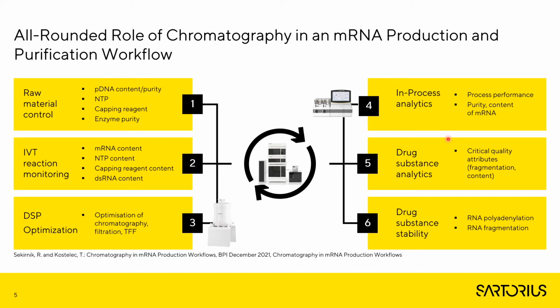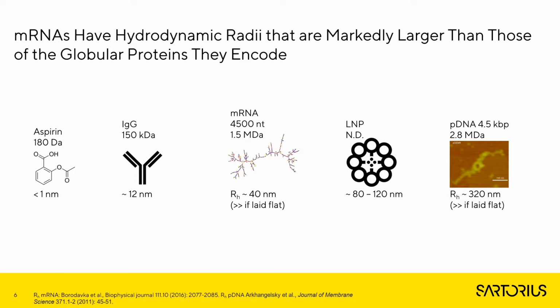Finally, once we have purified our drug substance, we of course need to understand the stability and the quality of the drug substance. So these are two important areas where analytical chromatography plays an important role. And chromatography was first developed over 100 years ago, when the types of therapeutics, the types of molecules that were purified were very different from what we're working with nowadays with mRNA and self-amplifying RNA.